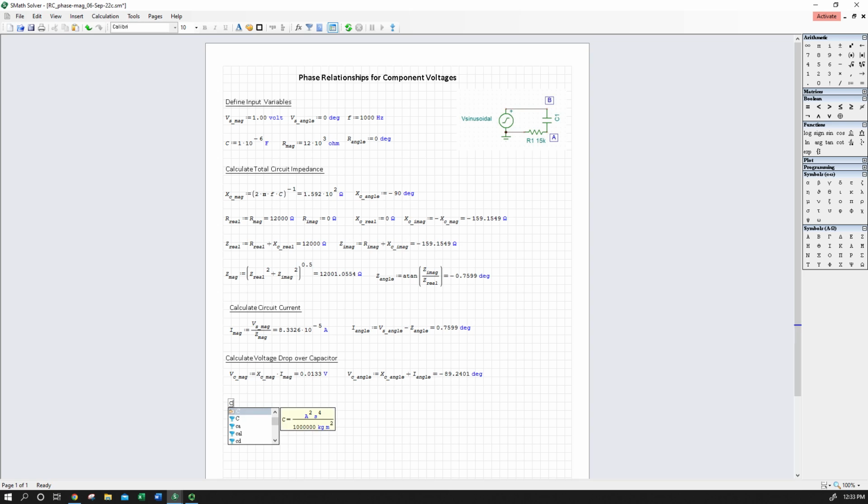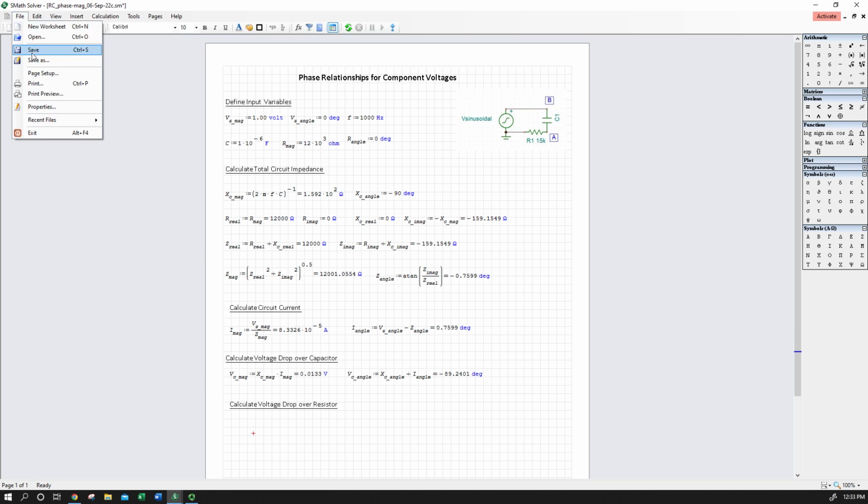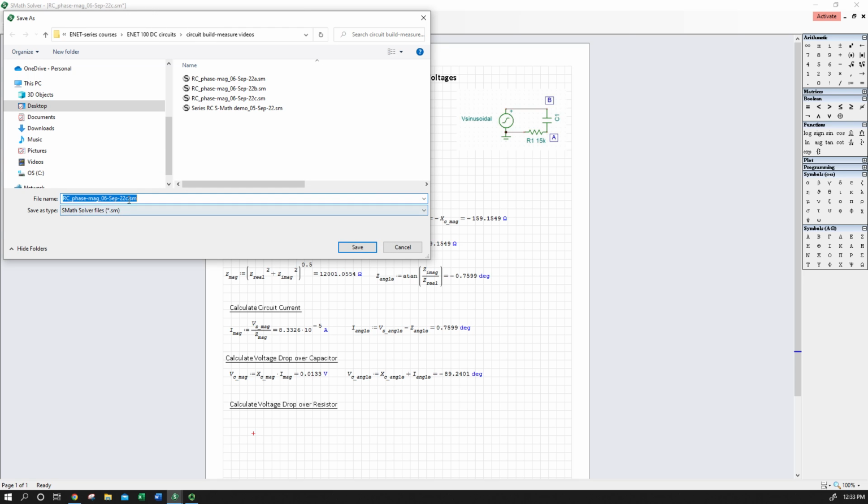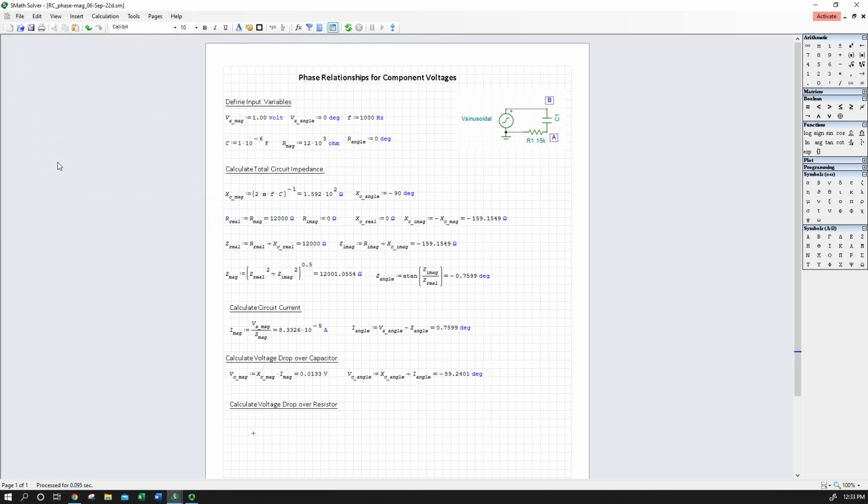So we're going to go ahead and do the same thing for the resistor. We're going to look at the voltage drop over the resistor. We're going to do the same thing. Voltage drop over resistor. And before we get too excited adding more formulas, we're going to do an incremental save because we're pretty happy with our calculations so far. And if SMath crashes, we don't want to lose it.